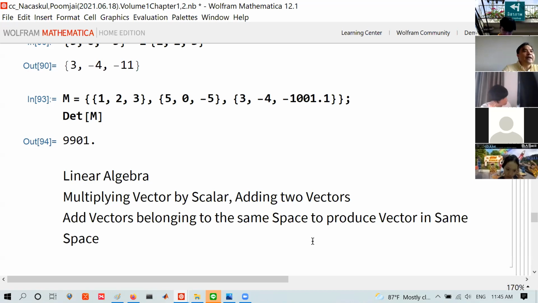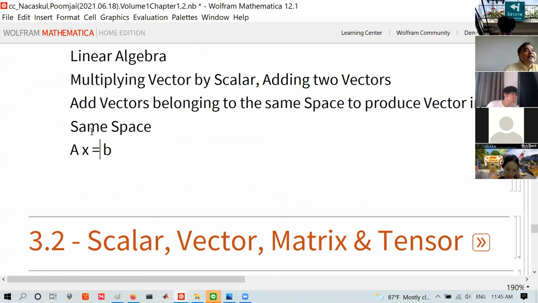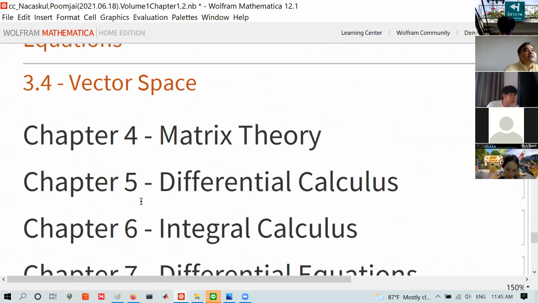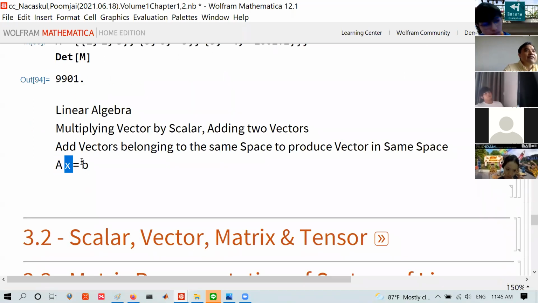Okay, in the same space. So that's it. That's a notion of linear algebra. But what it allows you to solve is AX is equal to B, where A is now a matrix, X is now a vector, and B is also a vector.